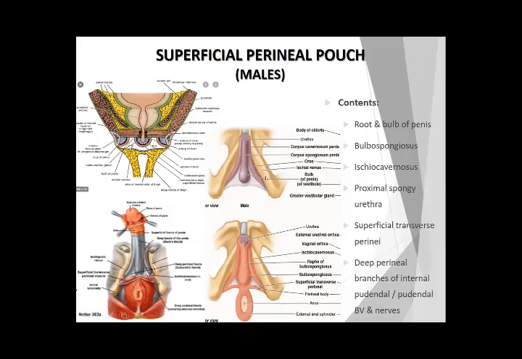So once again, at the cost of repeating myself, you have the external genitalia, root and bulb of the penis, you have the bulbospongiosus muscle, you have the ischiocavernosus muscle, you have the proximal part of the urethra over here, spongy urethra. Then you have superficial transverse perineum. This is the superficial transverse perineum attached to the inferior surface or the anterior surface of the perineal membrane, and then you have the blood vessels, branches of the internal iliac artery and the internal pudendal artery and the pudendal nerves and blood vessels.